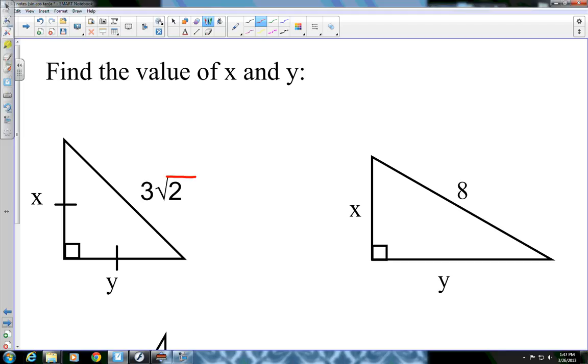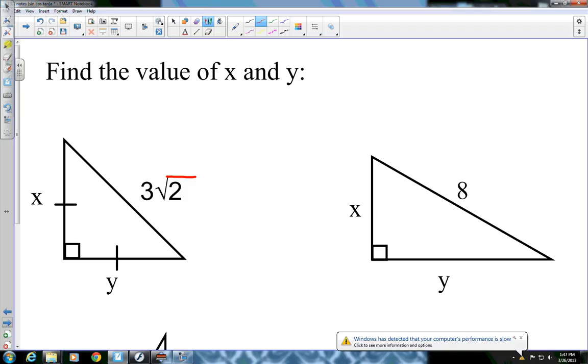The types of problems you're going to have today: if I have a triangle marked so that the two legs are the same length and the hypotenuse is 3 root 2. Have your little blue sheet handy. How am I going to find what x and y are?